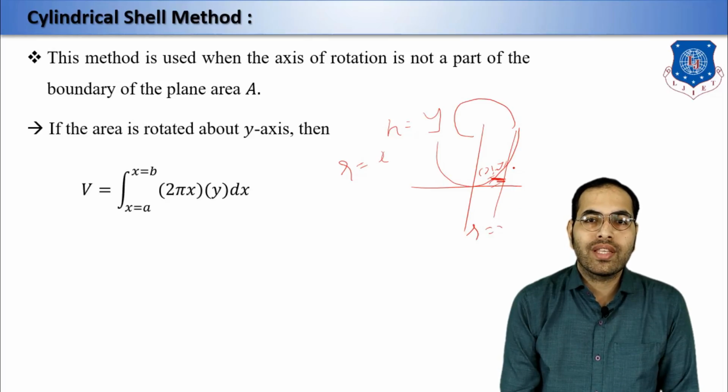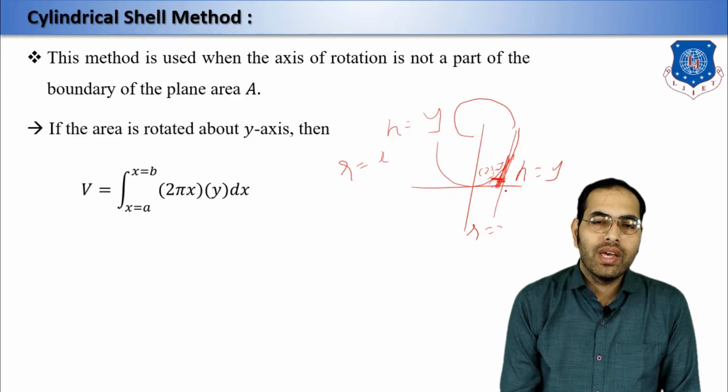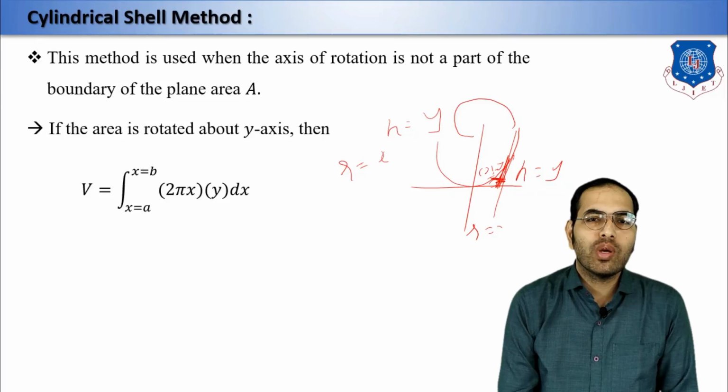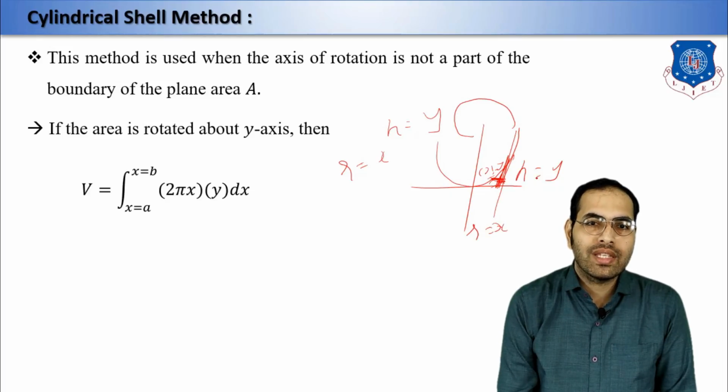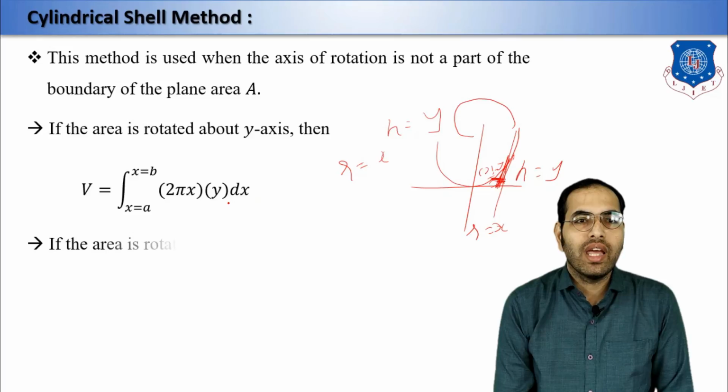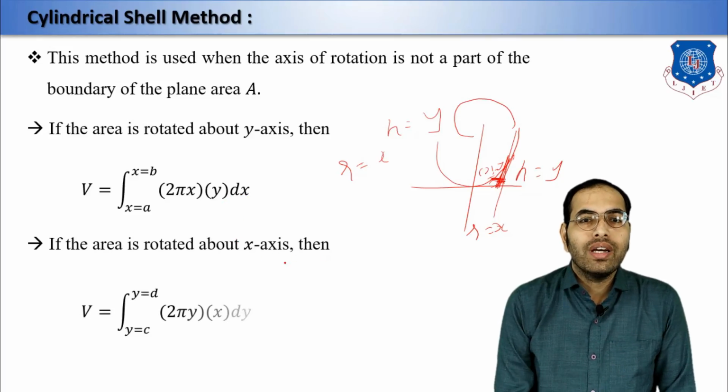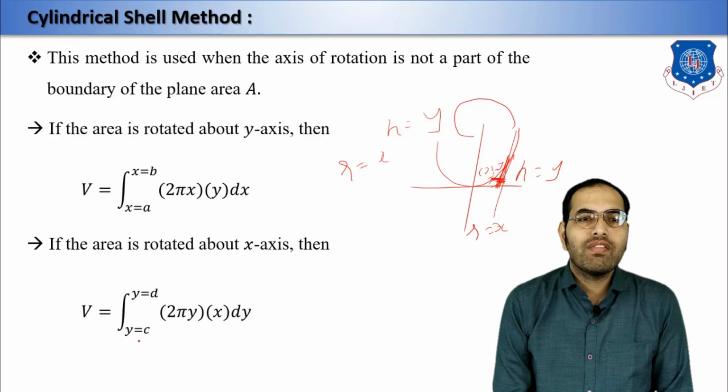That is r equal to x, and this one is our height, h equal to y, because at this position the values of x will be the same but y varies. At this position the values of y will be the same but x will vary, meaning r equal to x and h equal to y. Similarly, if the area is rotated about the x-axis, then V equals the integral from y equal to c to d of 2 pi r h dy, where r equals y and h equals x.